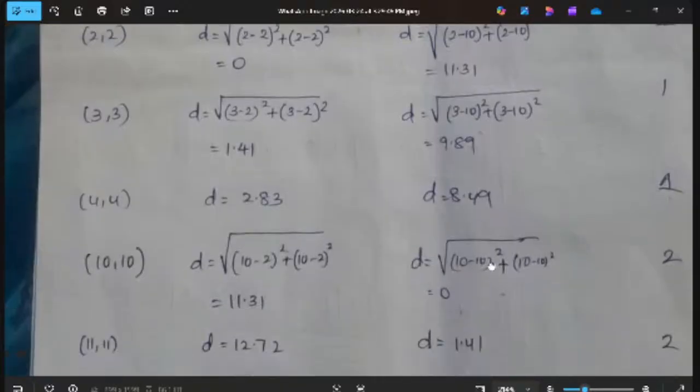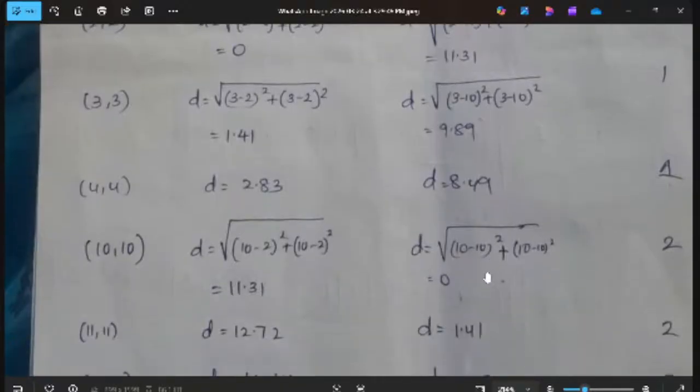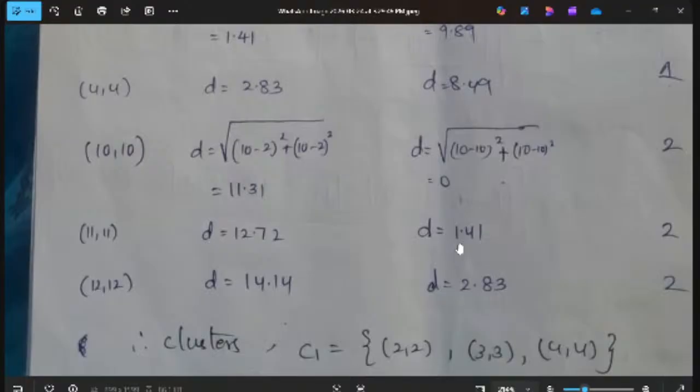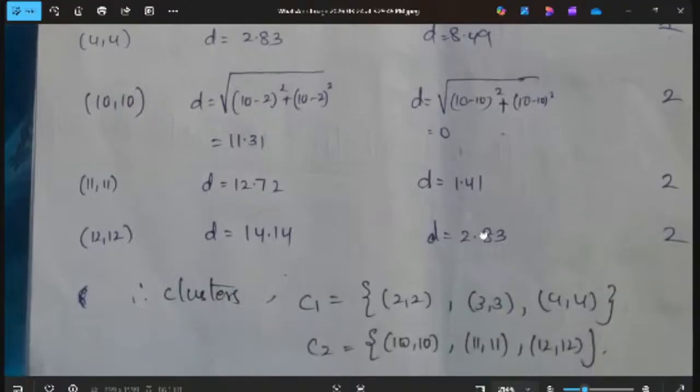What is the answer for 4, 4? 8.4. 10, 10? 11, 11?